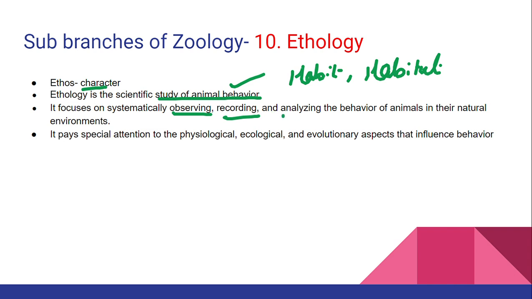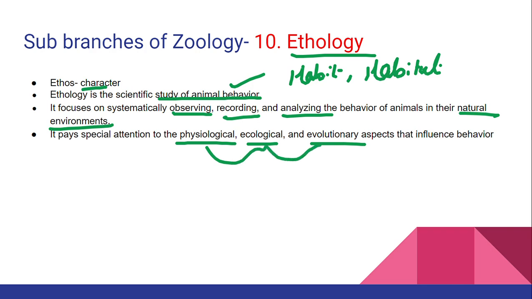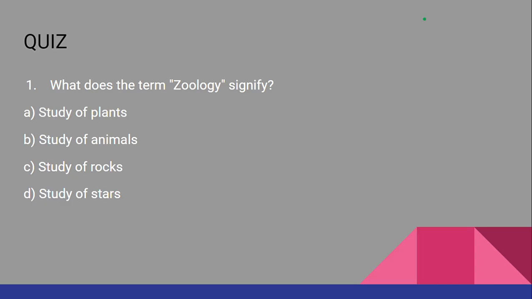It focuses on systematically observing, recording and analyzing the behavior of the animal in the natural environment. Naturally, how you behave is none of anybody's business, right? Naturally, how the animal is behaving, that is what we are going to study in ethology. It pays special attention to physiology, ecology and evolution. So all these three are interlinked when we study ethology, right?